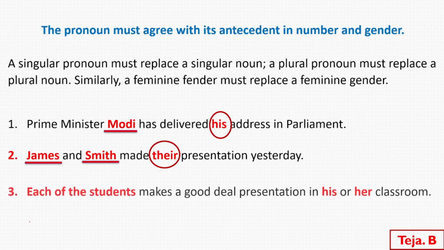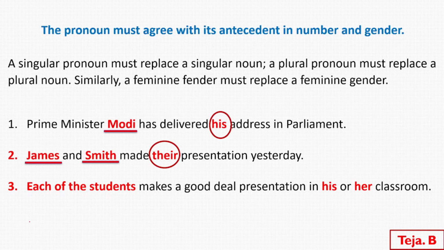Let's see one more sentence. Each of the students makes a good deal of presentation in his or her classroom. Here we use his or her. The reason is, each of the students is a common gender. The student is a common gender, right? We cannot associate student either to a masculine gender or to a feminine gender. Therefore, we must use his or her as a pronoun, right? Therefore, each of the students is the antecedent of his or her.